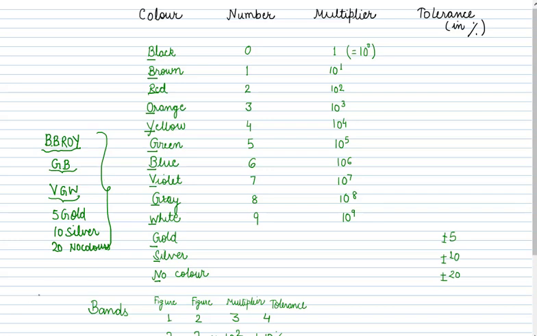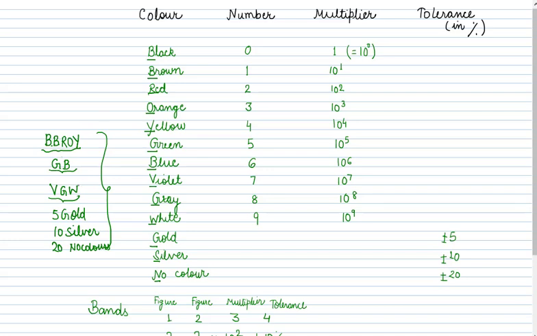So you can easily remember, start from 0. This is 0, 1, 2, 3, 4, 5, 6, 7, 8, 9. So you go up to 9, then it goes like black, brown, red, orange, yellow, green, blue, violet, grey, white.